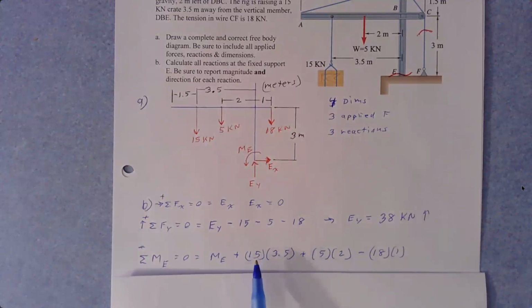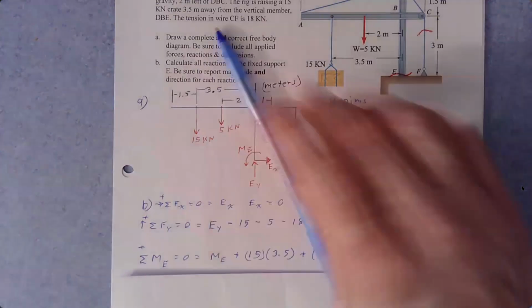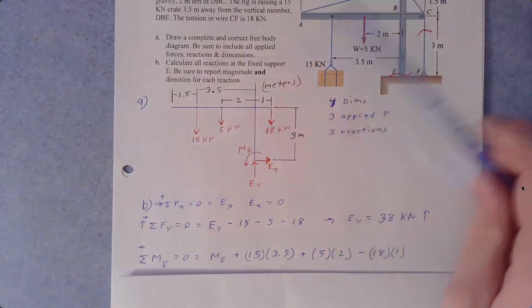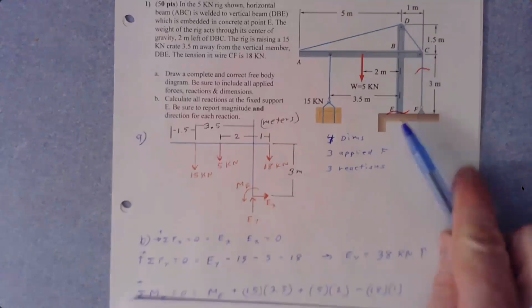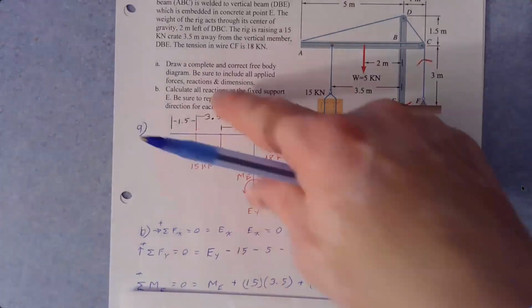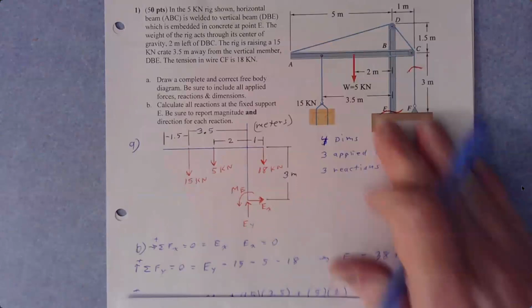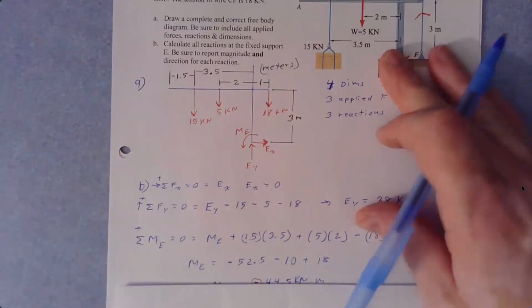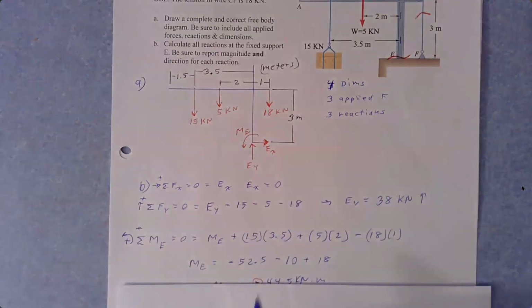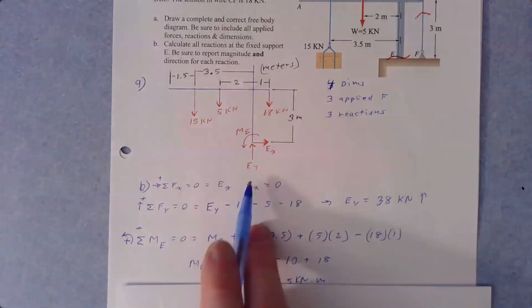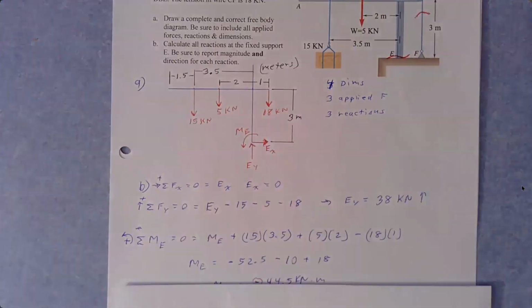Then we have the 15 kilonewton force generating a counterclockwise moment. In other words, if this thing were free to rotate about point E, this force would cause it to rotate counterclockwise. So counterclockwise forces are positive. In fact, I'll put a little arrow here. So the 15 kilonewton force is positive because it's generating a counterclockwise moment, and it's acting at 3.5 meters away from point E, perpendicular distance.